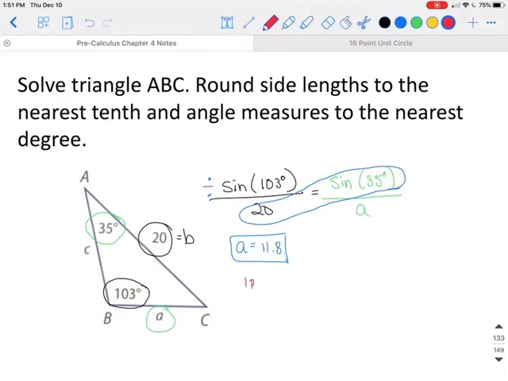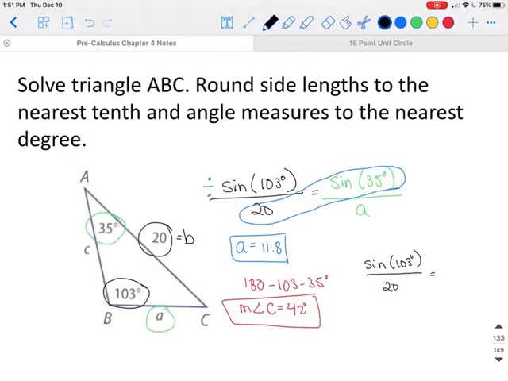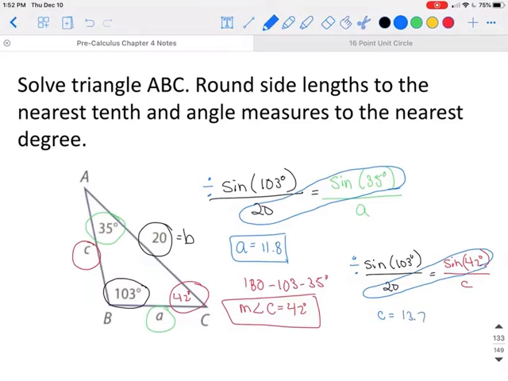Now to find angle C, since we already know two angles on this triangle, we can just do 180 minus 103 minus 35 degrees, and we'll find that the measure of angle C will be 42 degrees. Once you know that angle, we can set up another proportion to find side C. Again, the sine of 103 degrees still goes with 20. This time, the sine of 42 degrees goes with this side, so I can find side C. We will cross multiply and divide, and we can find that side C will equal 13.7.